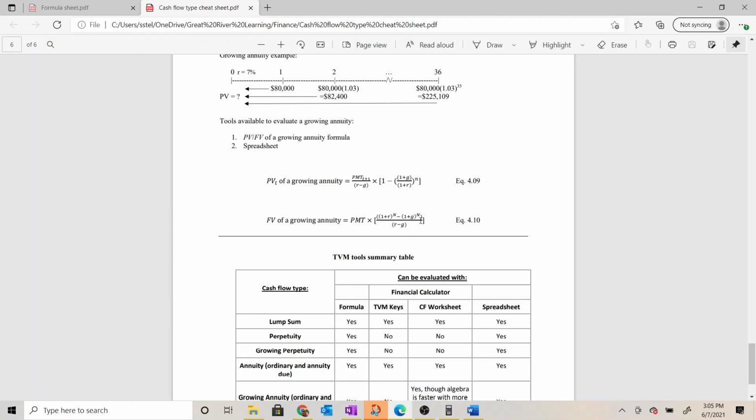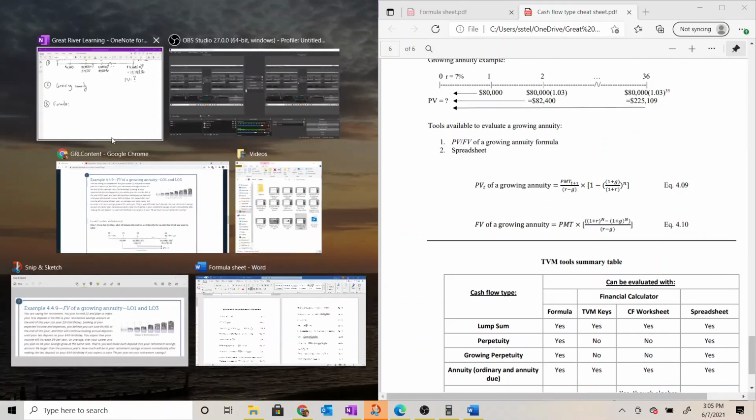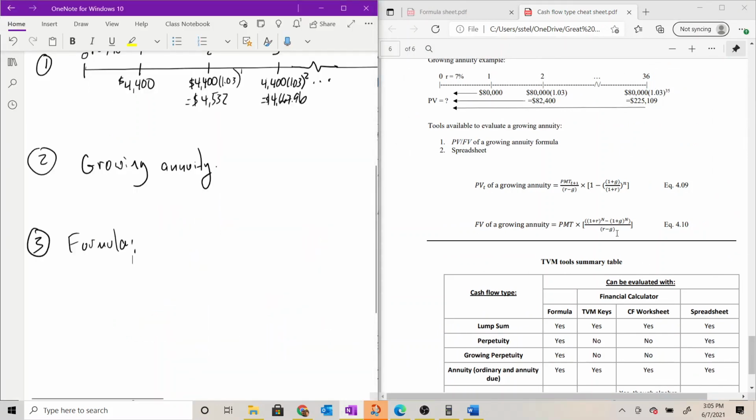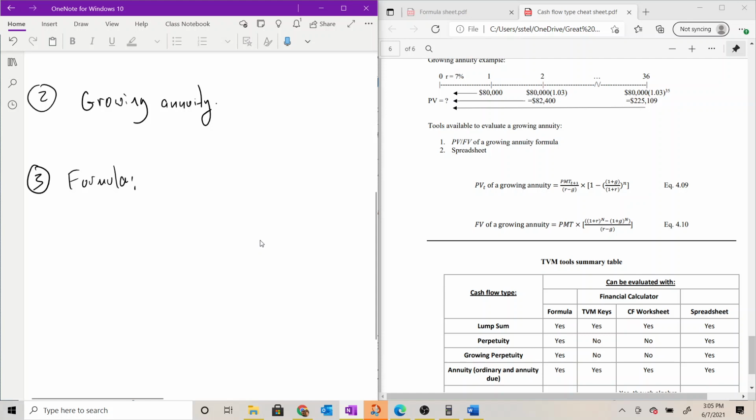Which is this guy right here, and it is just as ugly as it looks. But we'll break it down piece by piece and see that it's not too bad to deal with. All right, so the future value of a growing annuity is equal to the payment. Actually, it's going to be that first payment times the quantity 1 plus r raised to the n minus 1 plus g raised to the n divided by r minus g.